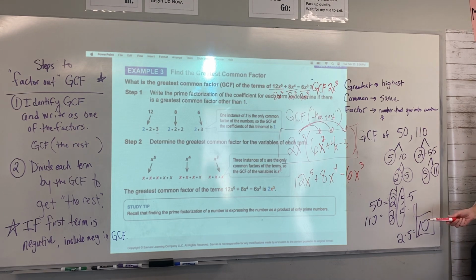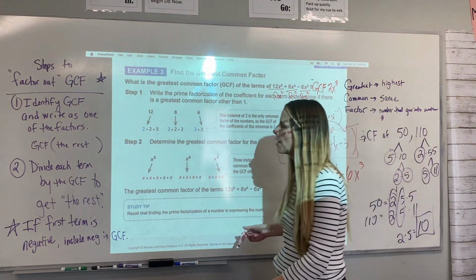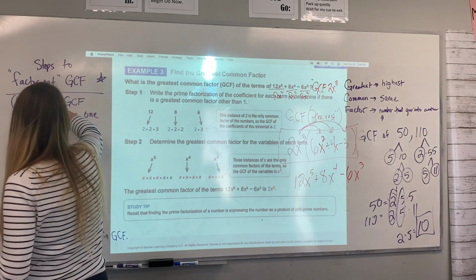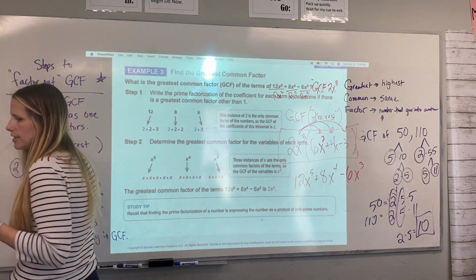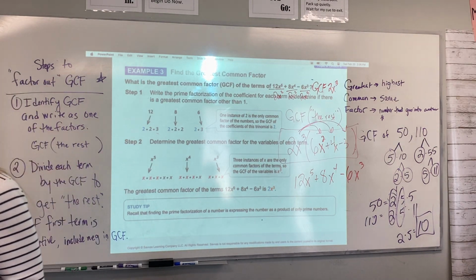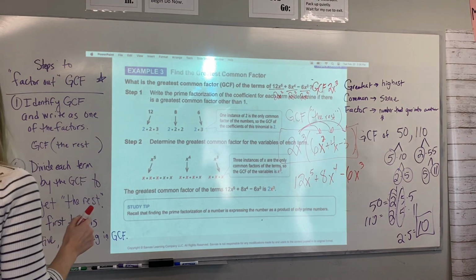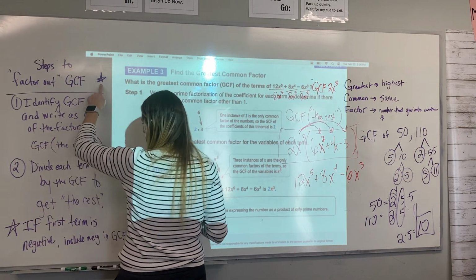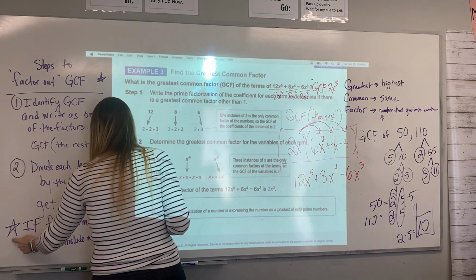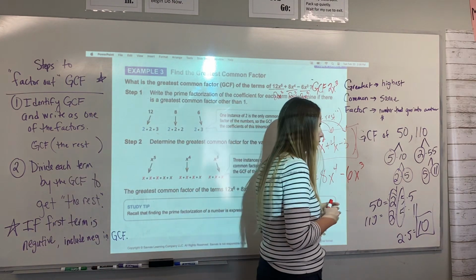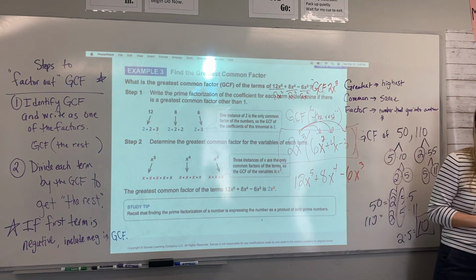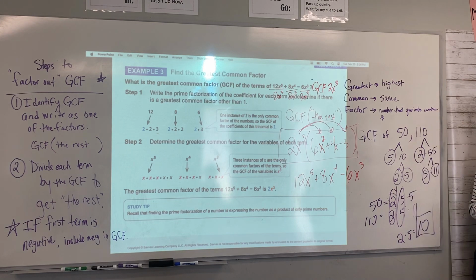So at this point, you guys can copy down these steps. Steps to factor out the GCF, or simply put, steps to factor. Now, we did not get to the star yet. You can copy it down, but we did not get to a problem where we have to factor out the negative. It's very simple.